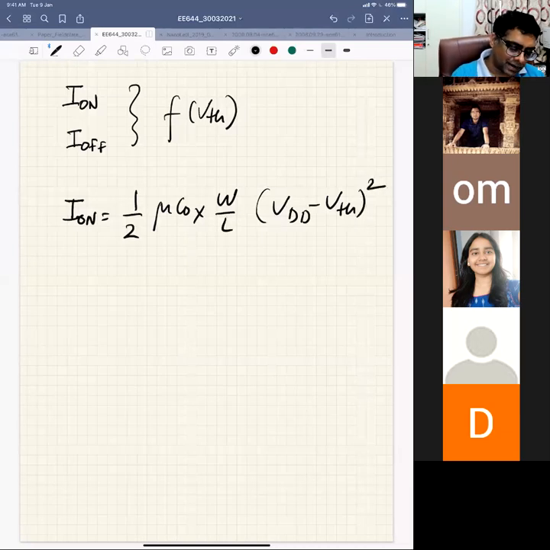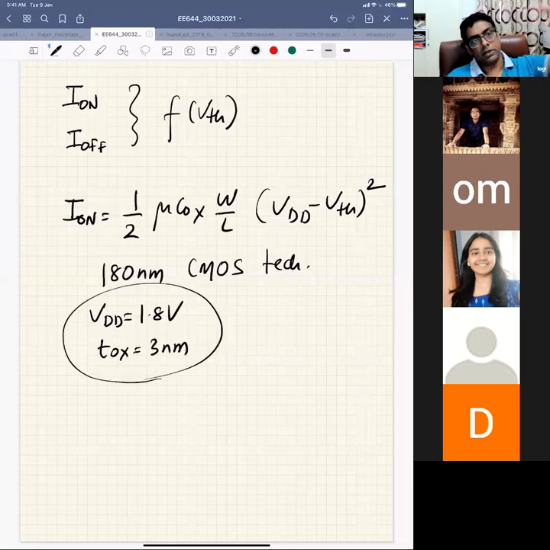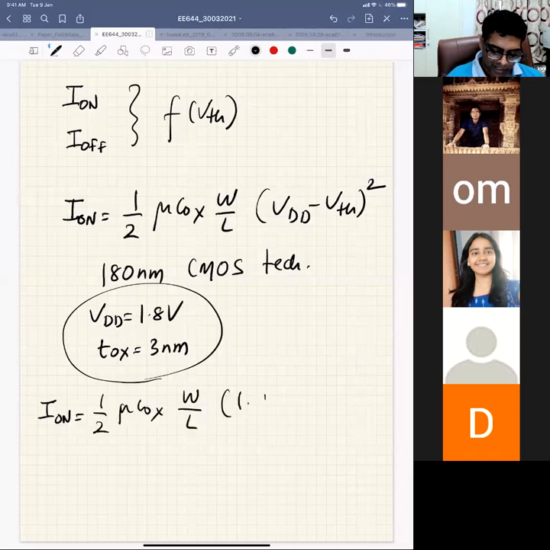So let's say I'm talking about 180 nanometer CMOS technology. I know that your VDD is 1.8 volt, when the oxide thickness is 3 nanometer. So for transistors with an oxide thickness of 3 nanometer, the VDD you could apply is 1.8 volt. So your on current in this case is mu Cox W by L (1.8 minus VTH) squared.